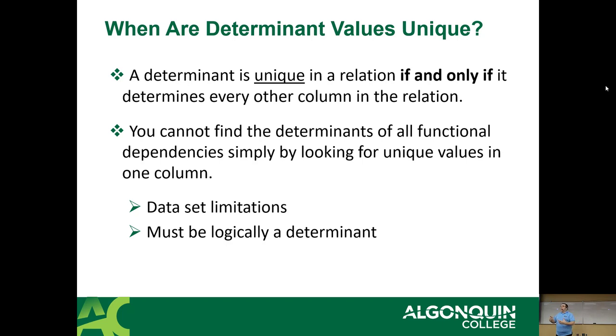So a determinant must be a logical choice. It could be something that becomes an identifier later. In other words, it could be a SIN number or an email address or a student number. The thing is you try to find what will work as a determinant.